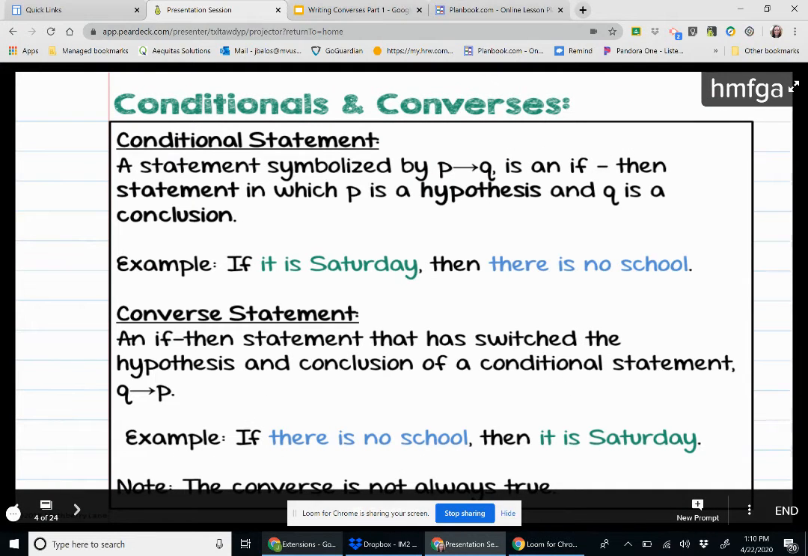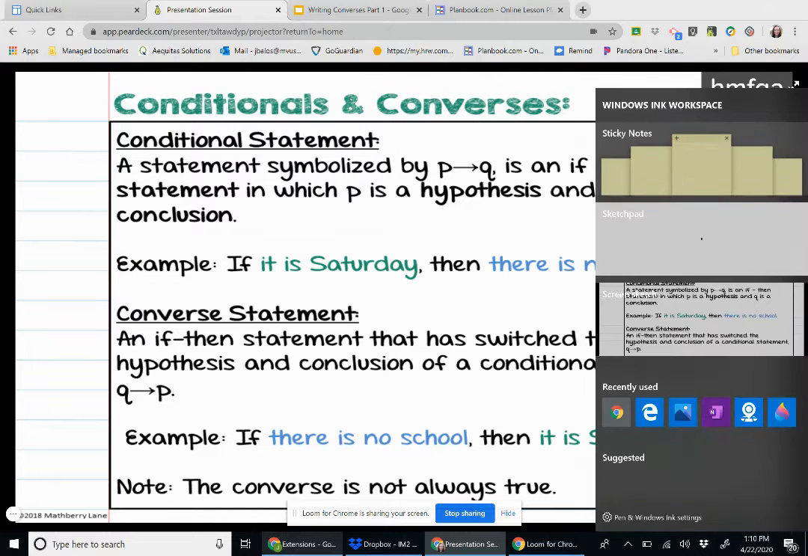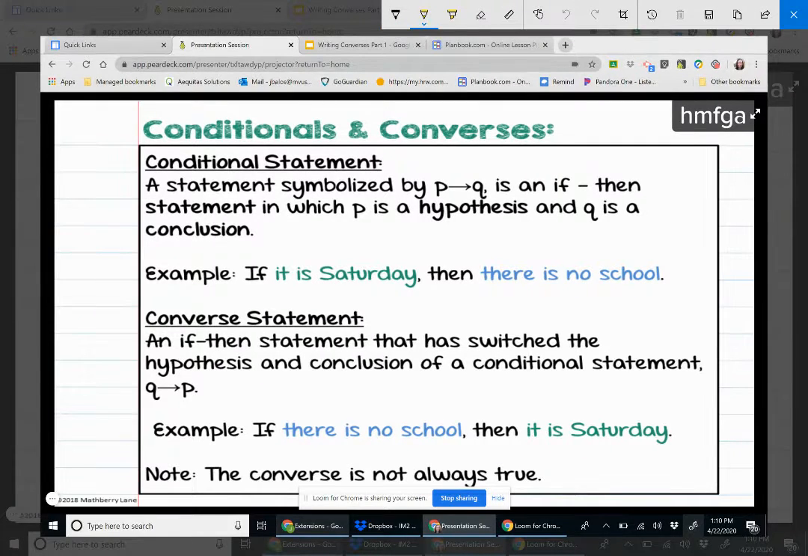Okay, so we're going to do that the other way around this time. We're going to switch the if and the then. Switching the if and the then is called the converse. So in this case, we have if it is Saturday, then there is no school. If we switch those, we get the converse. If there is no school, then it is Saturday.